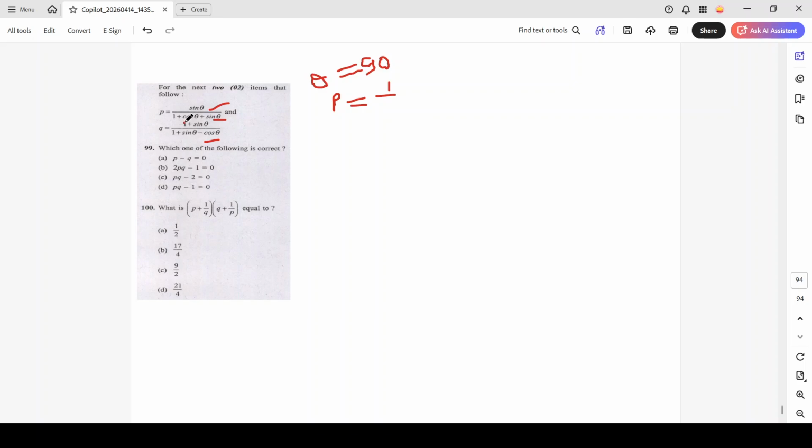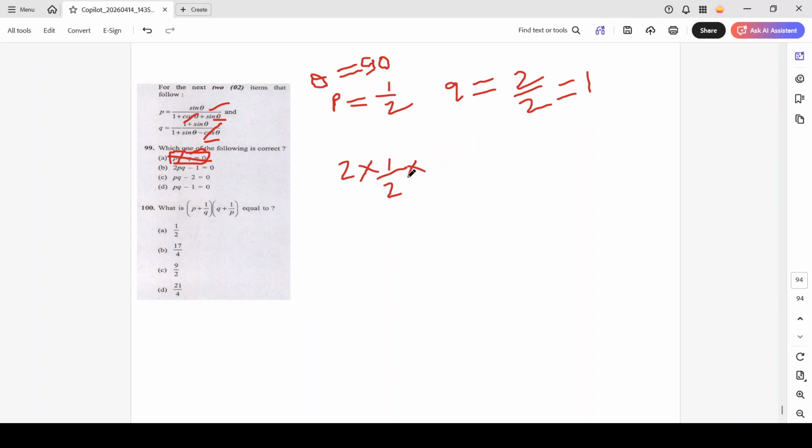What is 1 plus cos theta? 0. Then 1 plus 1 is 2. P is equal to 1 by 2. Q is equal to sin theta is equal to 1, 1 plus 1 is 2, and this is 0, and 1 plus 1 is 2. That means 1. Q is equal to 1. Now let's see which of the options follow. In option A, P is equal to Q, but P is not equal to Q.